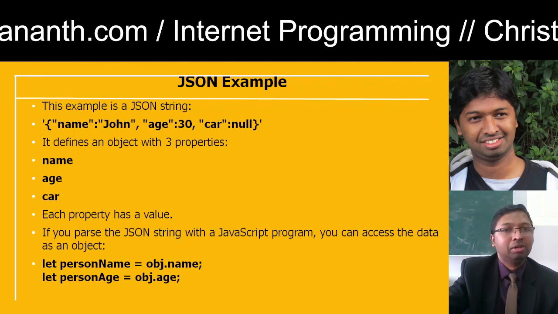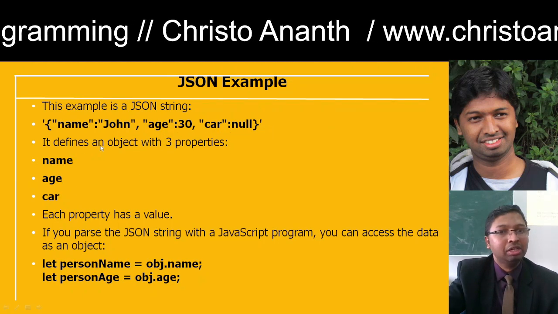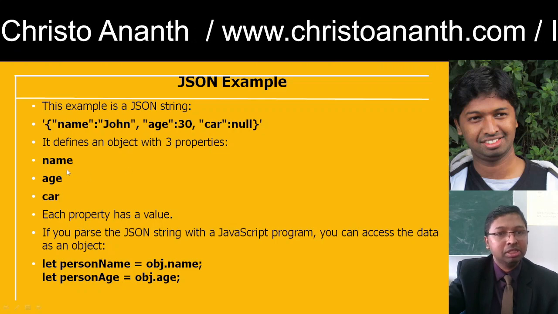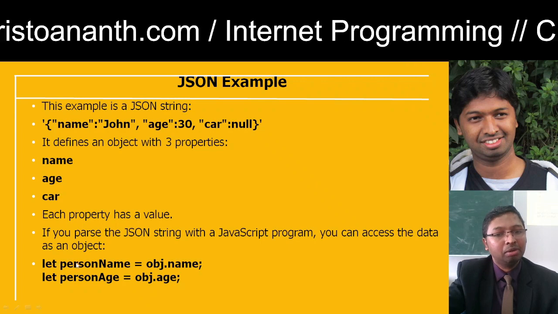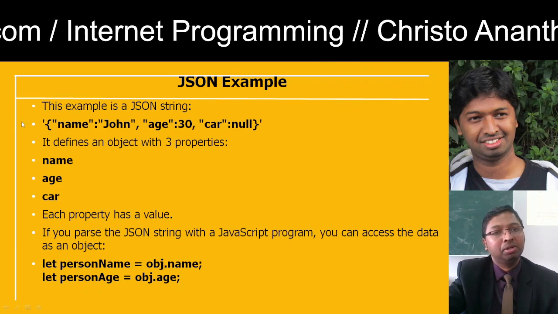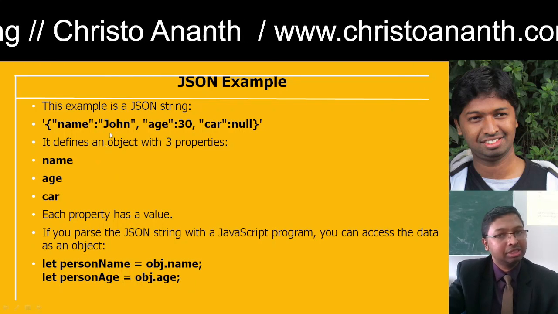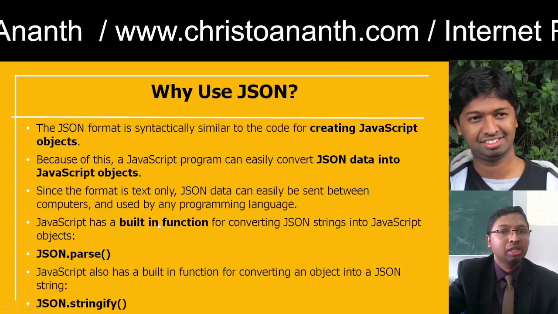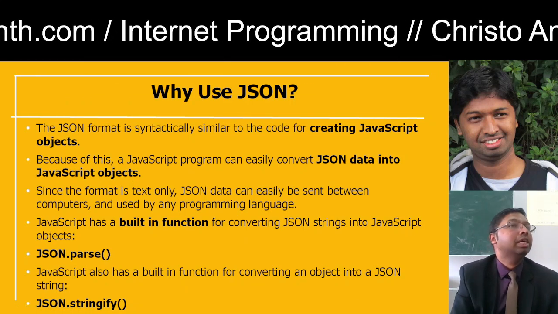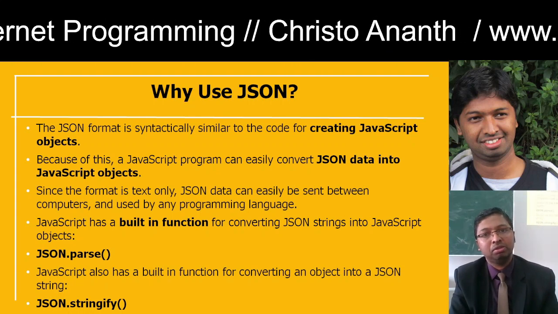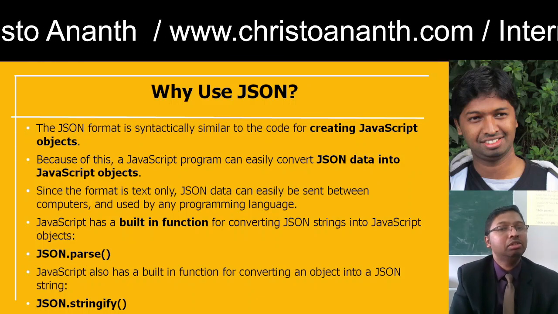Okay, so maybe you can have an example: name John, age 30, car null. Here you'll have an object with three properties: name, age, and car. Here, if you can see, let person name equal to object name, so that is the name John, and let person age equal to object age, so that is the age you are specifying, which is 30. You can use JSON especially for creating JavaScript objects, and of course you can easily convert the JSON data into JavaScript objects.